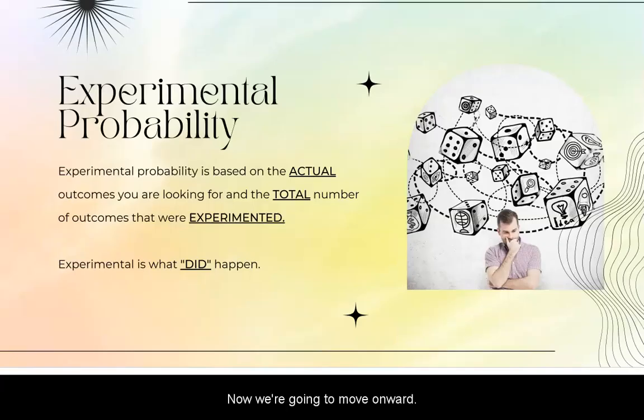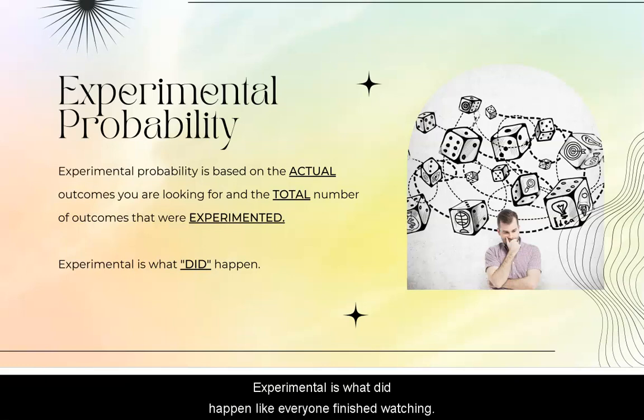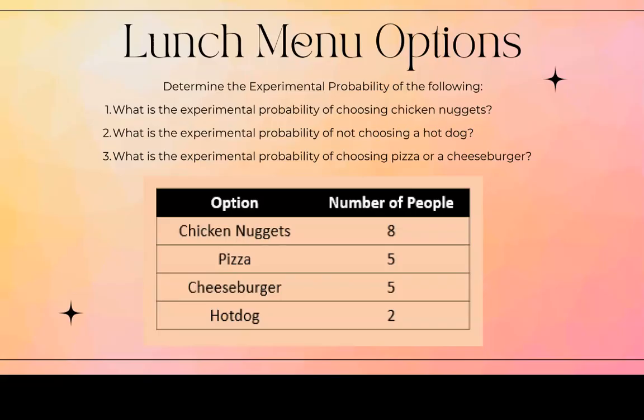Now we're going to move onward to experimental probability. Experimental probability is based on the actual outcomes you are looking for and the total number of outcomes that were experimented. Experimental is what did happen, like everyone did finish watching. Okay, here we go, back to this lunch menu. Anyone else getting hungry? So let's determine some experimental probability.